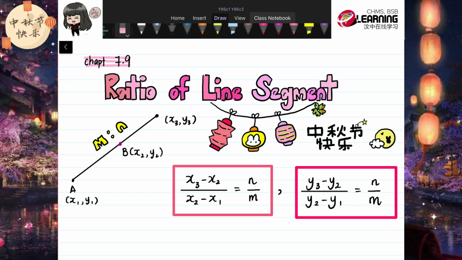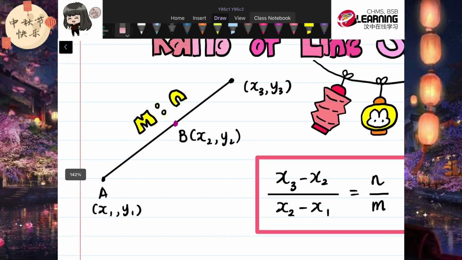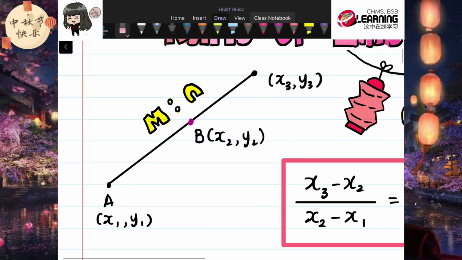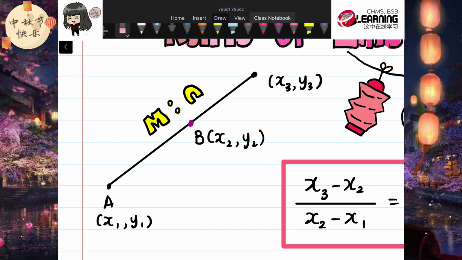If you look at this part, it is in a ratio of m to n. If you remember the midpoint that we learned earlier, if it's a midpoint, the ratio is 1 to 1. It's 50-50, half-half, so it's a midpoint. For a midpoint, the formula is x1 plus x2 over 2 and y1 plus y2 over 2.